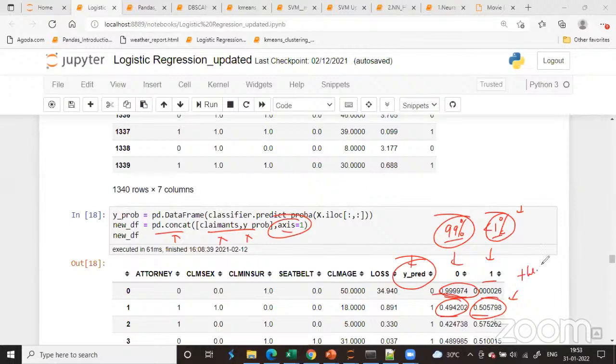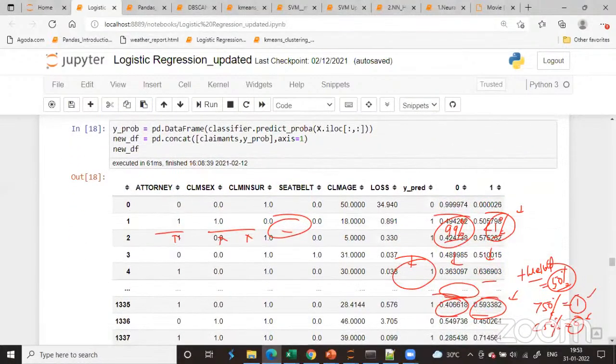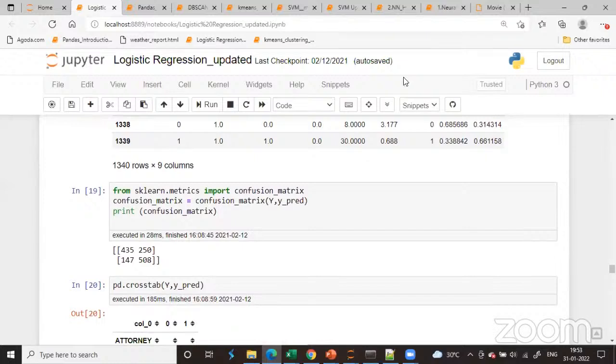The threshold value by default is 50%. If your probability value is greater than 50%, it is going to assume 1. If it is less than 50%, it is going to assume 0. That is the default threshold value that the logistic function is going to use, and it is going to make your predictions. All these are the predictions.